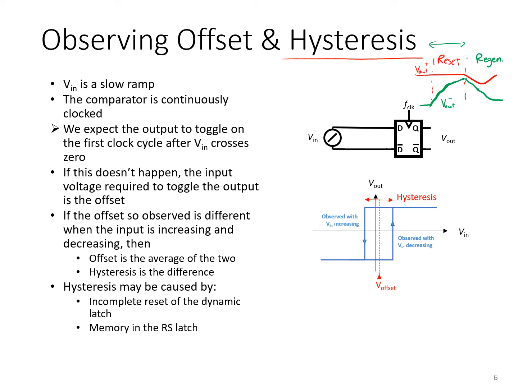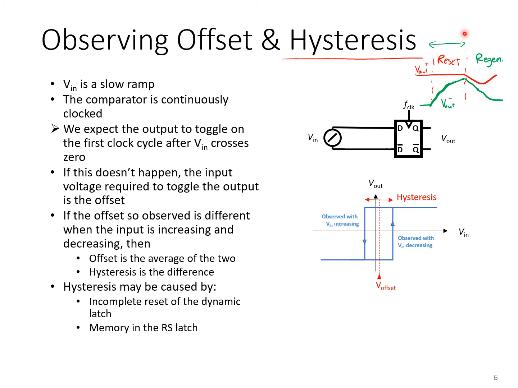So how can we observe this hysteresis? Before you can do anything about a problem in a design, you need to be able to observe it. One way to do this is to clock the comparator repeatedly. So apply an alternating clock signal here, and apply a slow but steady ramp in the differential input applied to the latch.